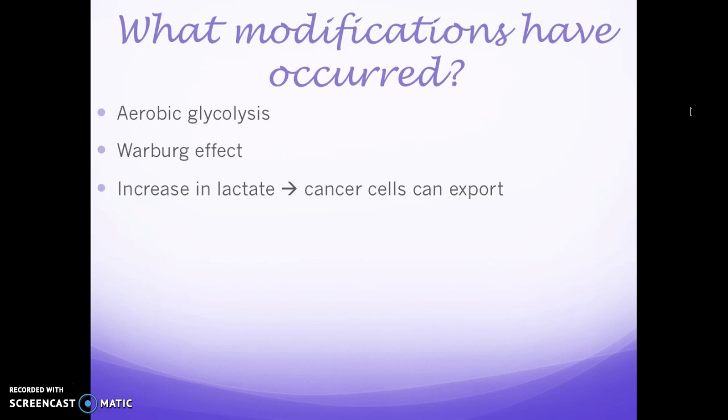Usually an increase in lactate would result in normal cell death. However, cancer cells can export lactate, resulting in the acidification of the immediate area. This could destroy the surrounding cells, causing the necrosis shown in the brain image. Cancer cells use aerobic glycolysis to provide macromolecules for daughter cells.